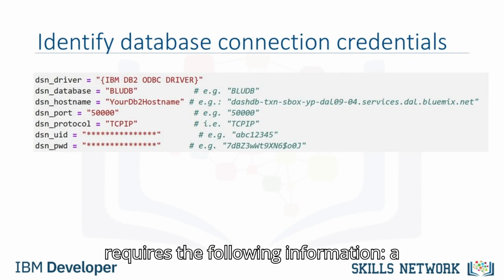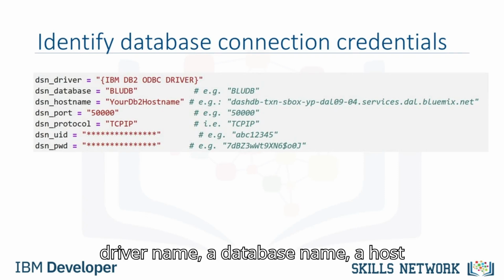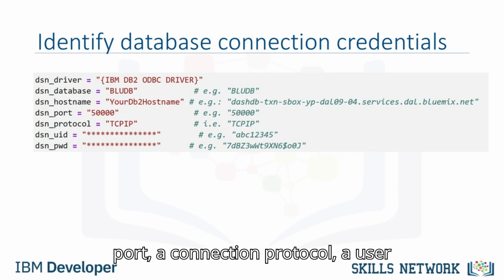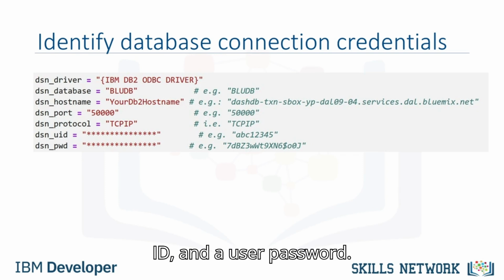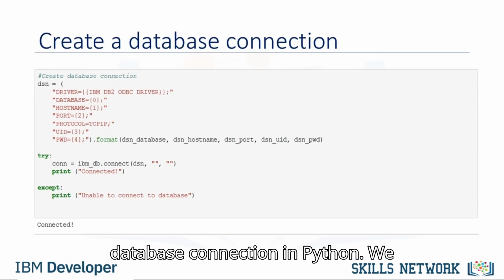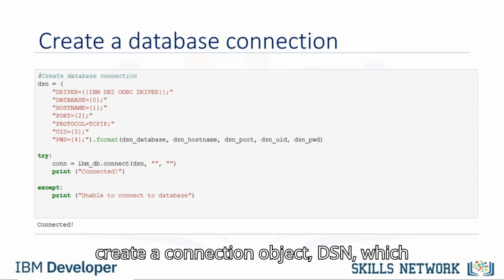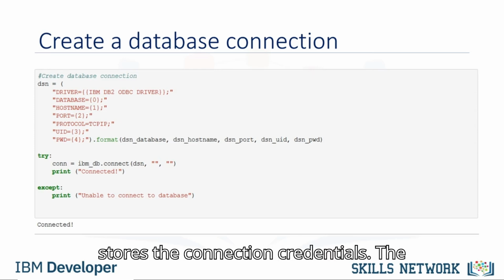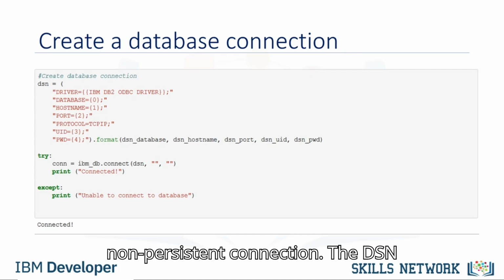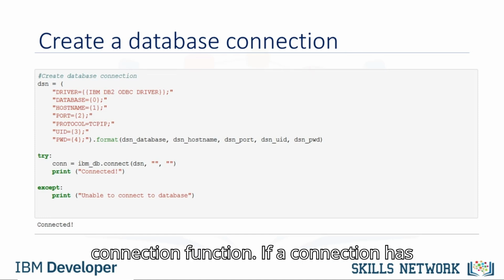Connecting to the DB2 requires the following information: a driver name, a database name, a host DNS name or IP address, a host port, a connection protocol, a user ID, and a user password. Here is an example of creating a DB2 database connection in Python. We create a connection object, DSN, which stores the connection credentials. The connect function of the IBM_DB API will be used to create a non-persistent connection. The DSN object is passed as a parameter to the connection function.